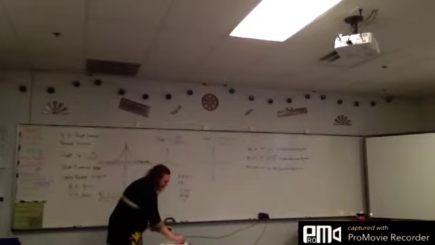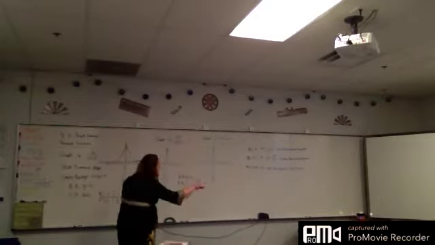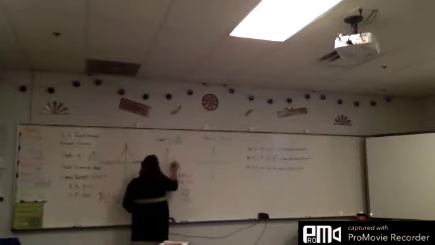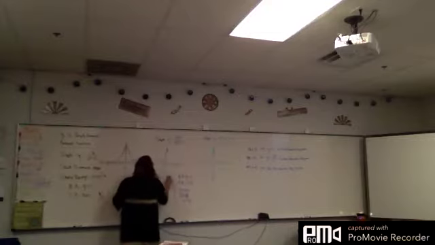You get plus or minus 3. So you have two vertical asymptotes. You have a positive 3 asymptote. You have a negative 3 asymptote.